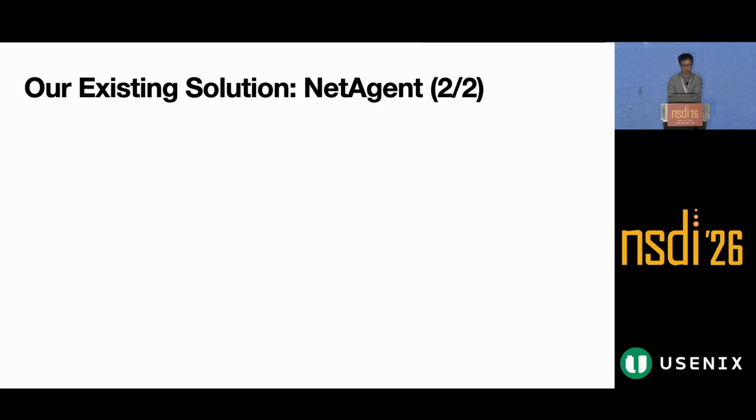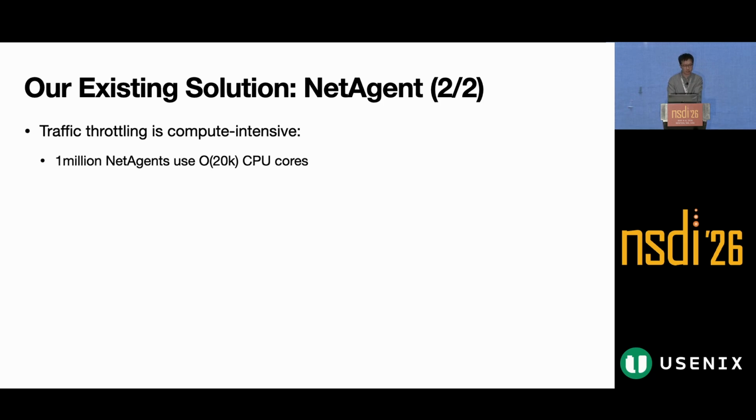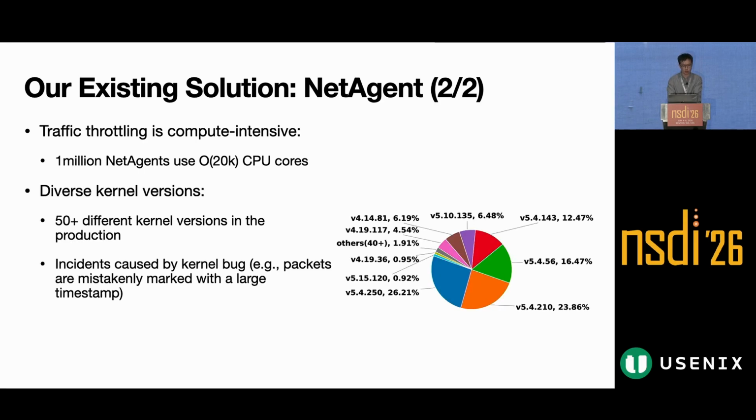However, such a traffic throttling design has several challenges in practice. Challenge one: throttling consumes CPU cycles heavily. Based on our operational statistics, 1 million host agents will consume approximately 0.20K CPU cores. Challenge two: we have more than 50 kernel versions deployed among millions of hosts. It brings tremendous operating and maintenance cost. We have encountered incidents due to kernel version differences. For example, in one kernel version, packets are mistakenly marked with a large timestamp. The bug was later fixed in kernel version 5.10.